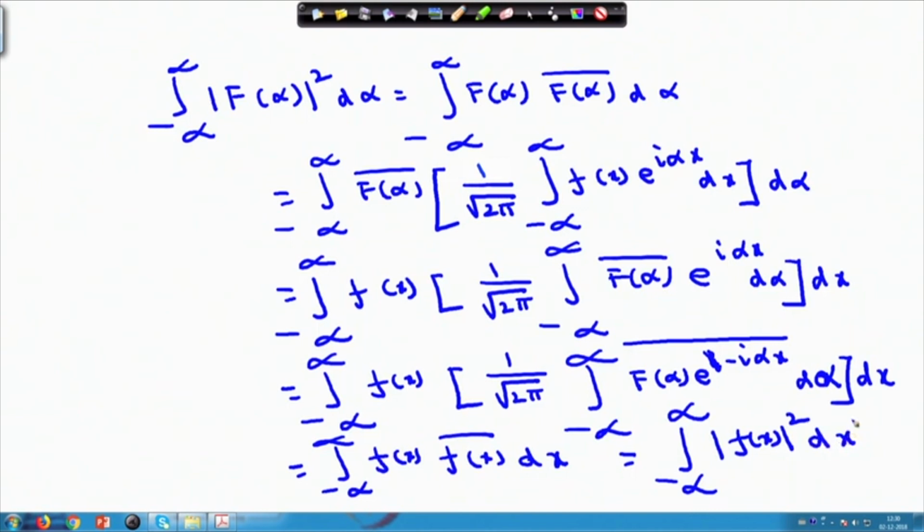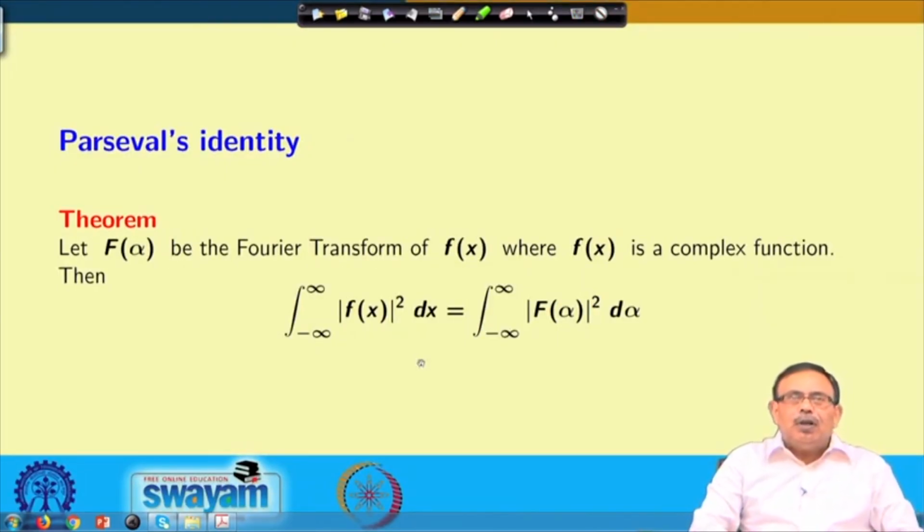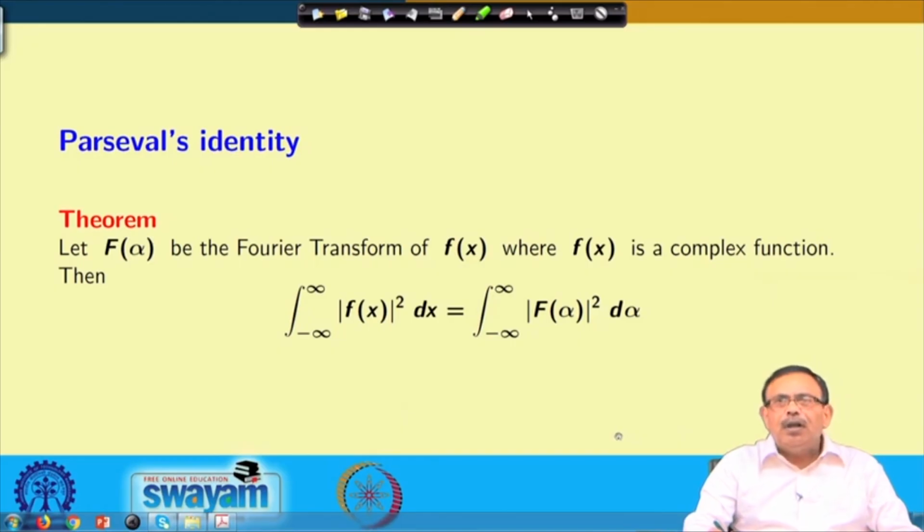Please note that this completes the proof of our theorem that the integral from minus infinity to infinity of the mod of capital F(alpha) whole square d alpha is equal to the integral from minus infinity to infinity of mod of f(x) whole square dx, where capital F(alpha) is nothing but the Fourier transform of f(x). So, let us see again, this was the theorem we had to prove: if F(alpha) is the Fourier transform of the given function f(x), then the integral from minus infinity to infinity of mod of f(x) whole square dx equals the integral from minus infinity to infinity of mod of capital F(alpha) whole square d alpha.